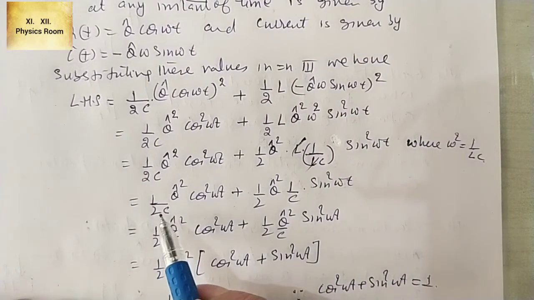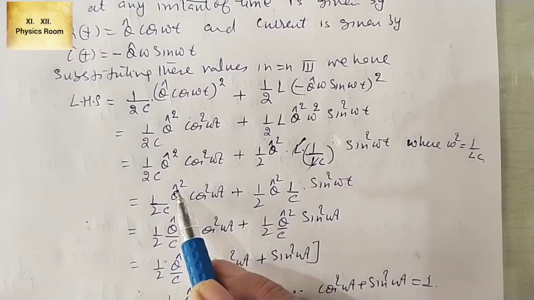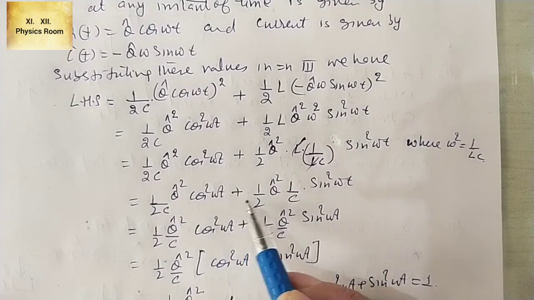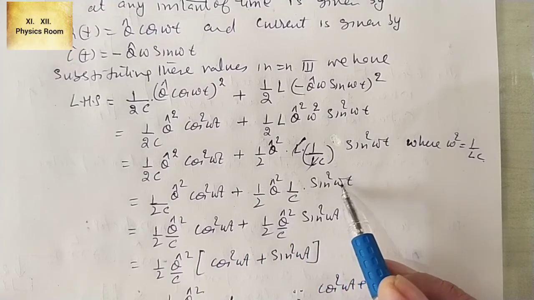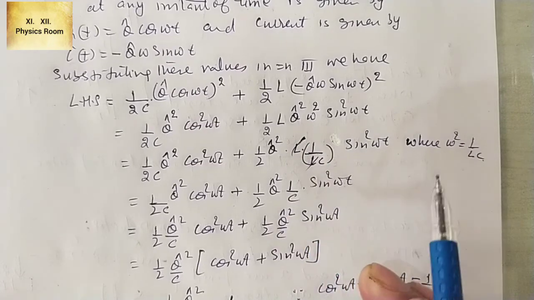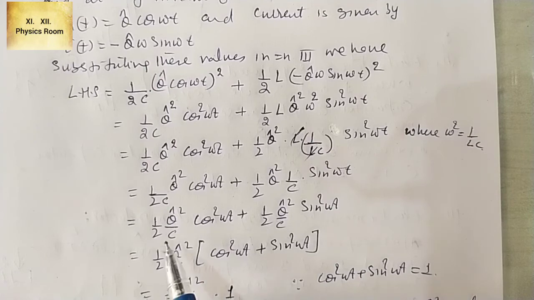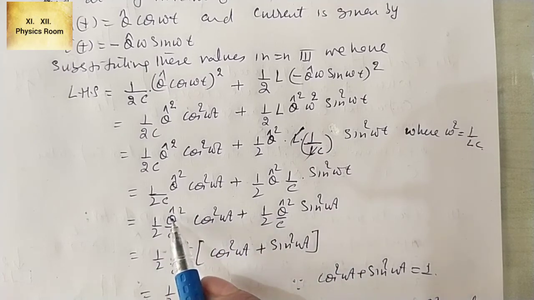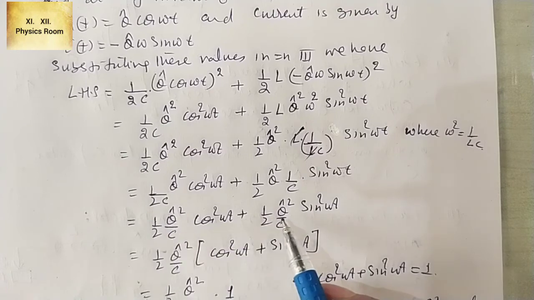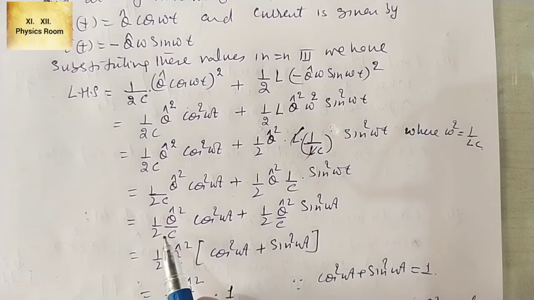Now it is equal to half Q max square by C cos square omega t plus half Q max square into 1 by C into sin square omega t, because here L cancels and C remains. Now both terms involve half Q max square by C cos square omega t plus half Q max square by C sin square omega t. We take out half Q max square by C common.